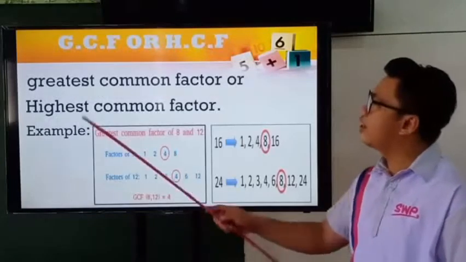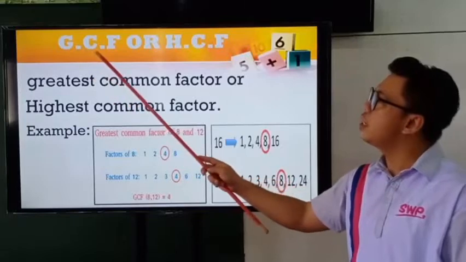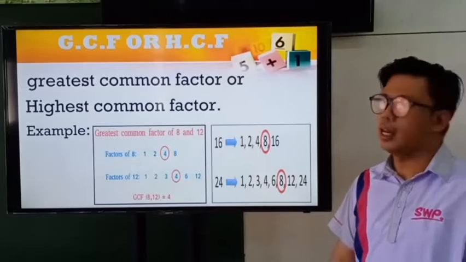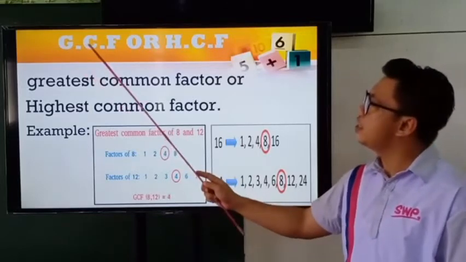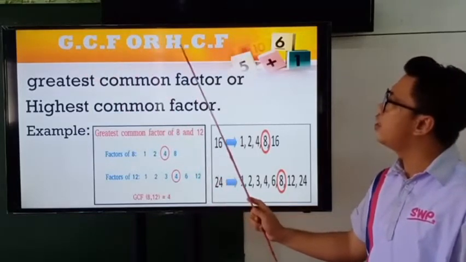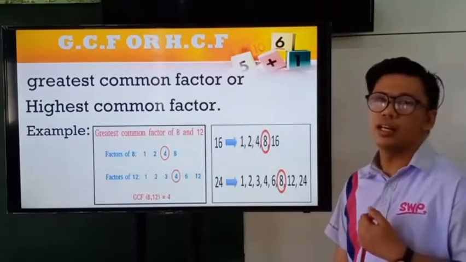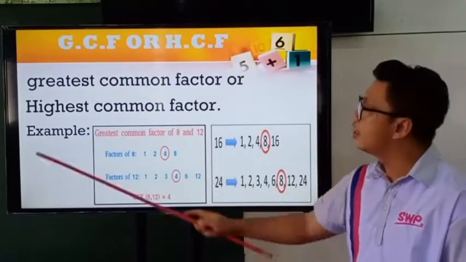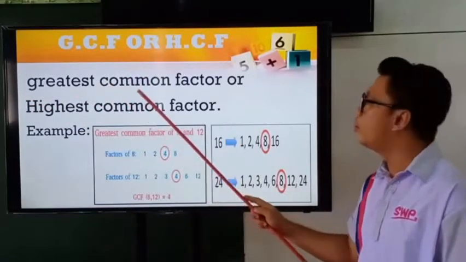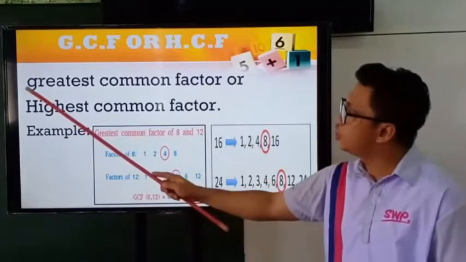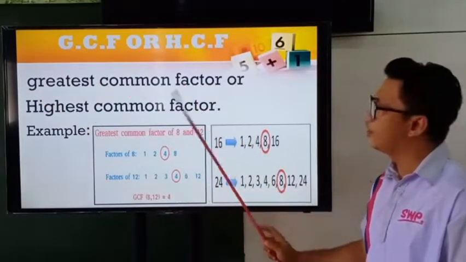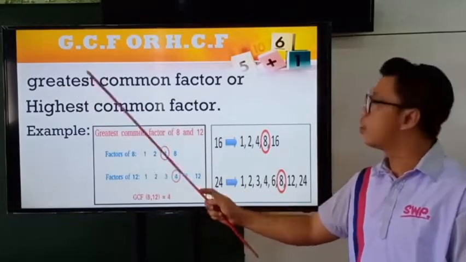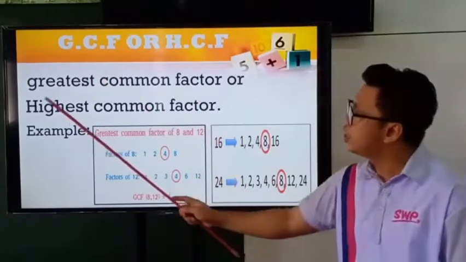Okay, let's go to another important term. Next we have here GCF or HCF. Again, everybody say GCF or HCF. What is that, teacher? When we say GCF, that is greatest common factor. Again, when we say GCF, that is greatest common factor.